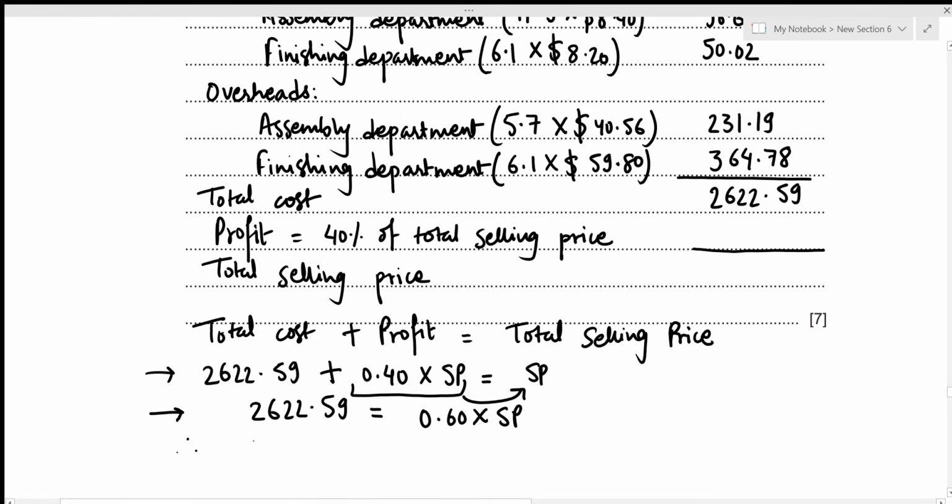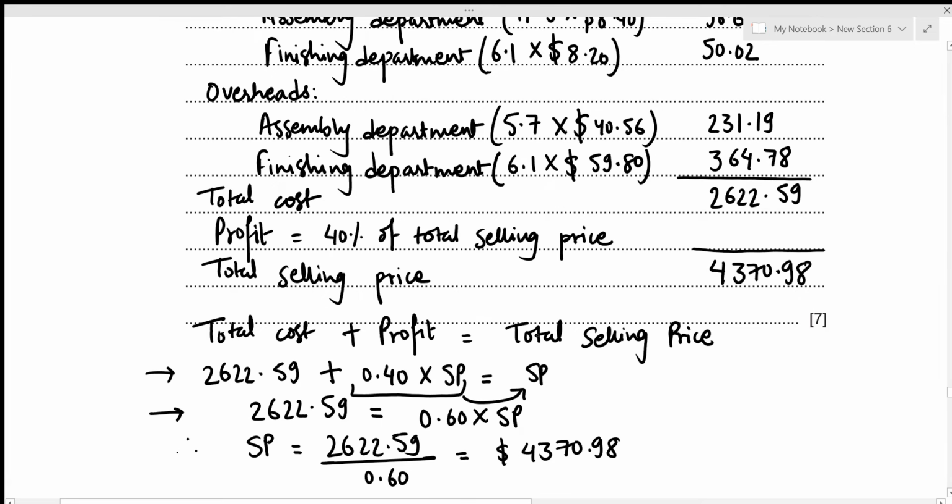Now the selling price is just going to be 2,622.59 divided by 0.60, which gives the selling price to be 4,370.98. So we already have the selling price. Now in order to figure out the profit, we can just subtract the total cost from the total selling price. So that's going to be 4,370.98 minus 2,622.59, which gives the profit to be 1,748.39. This concludes the third part. Let's move on to the fourth one.